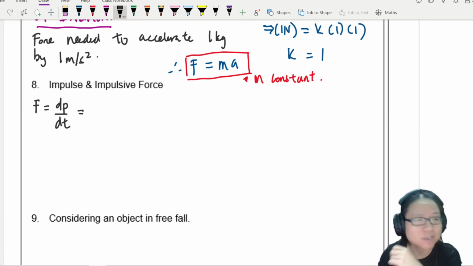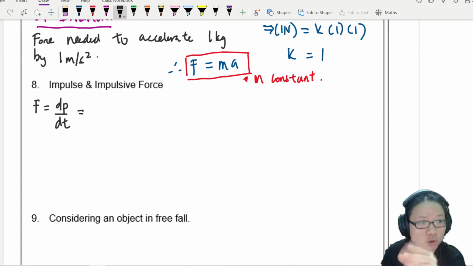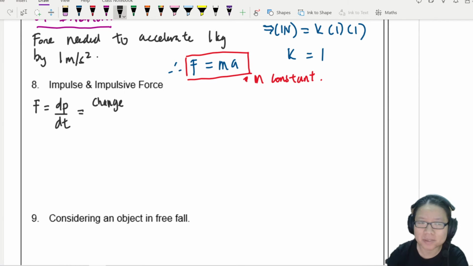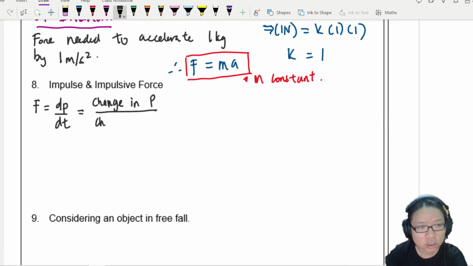I recorded too many videos in one go, brain also a bit mushy. Rate of change of momentum. So if you write it in words, and assuming that the rate is somewhat constant, we can put this as change in momentum divided by the change in time. So we can write delta p over delta t.